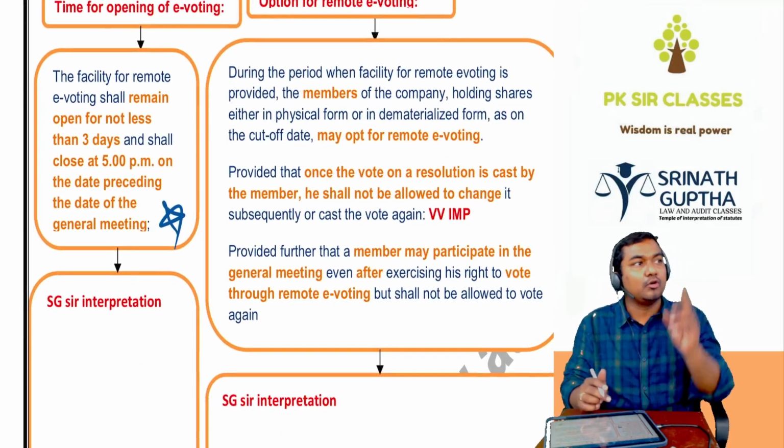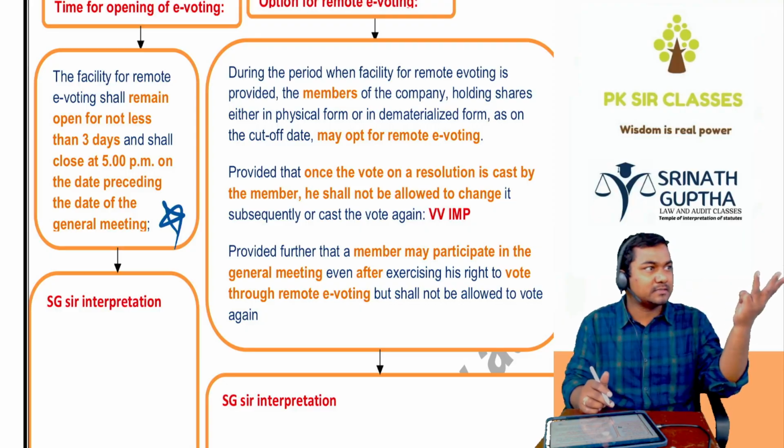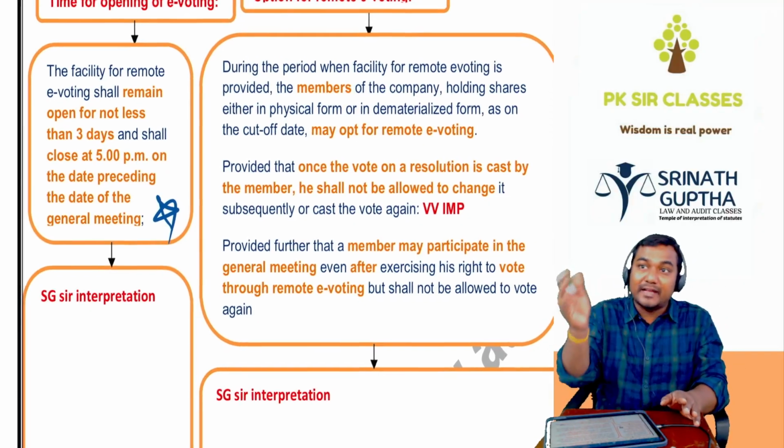So e-voting shall remain open for a minimum of 3 days. How many days, beta? 3 days. MCQ may come, or otherwise you may be asked in the 2 marks also. So the e-voting portal, the website, should remain open for a minimum of 3 days and it must be closed 1 day before the meeting at 5 p.m.